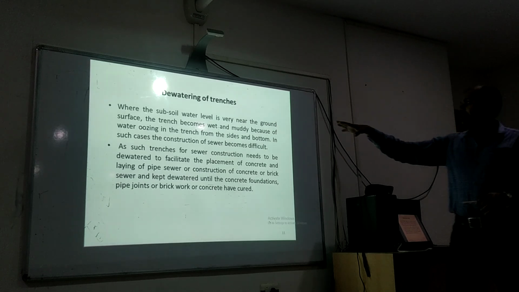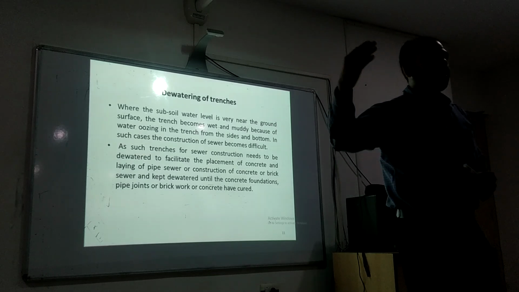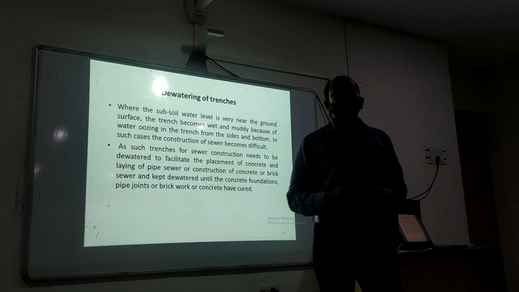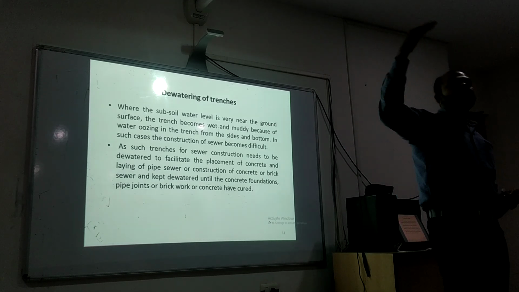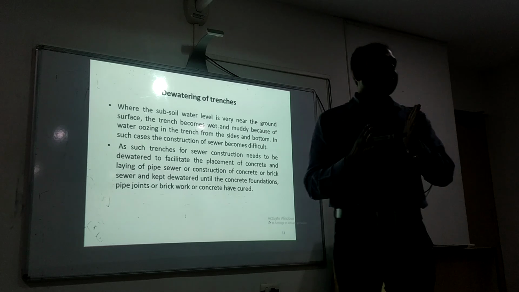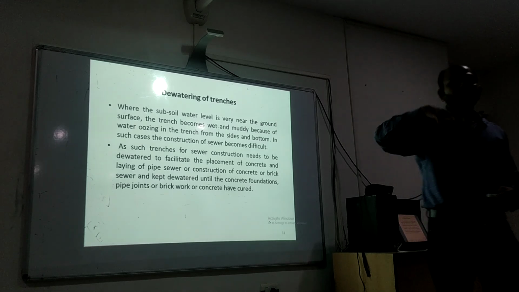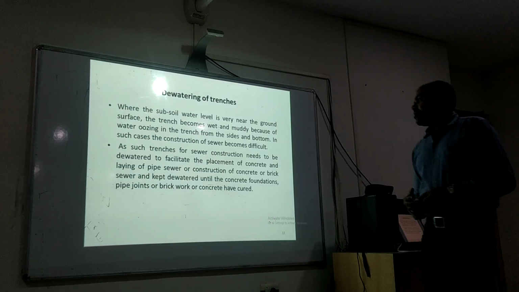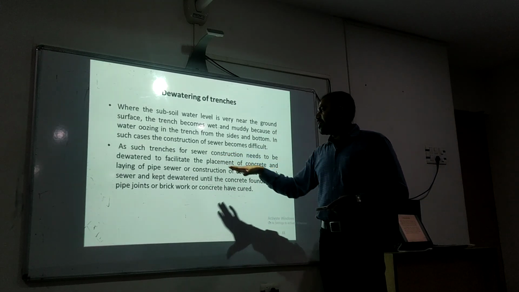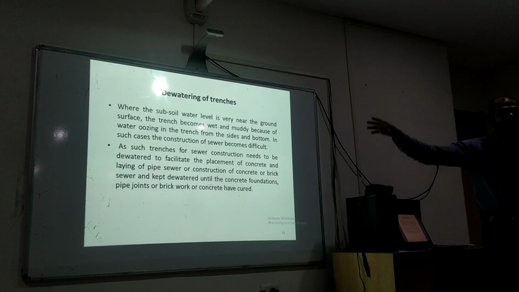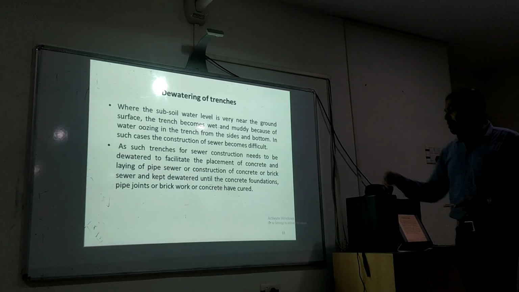When the subsoil water level is very near the ground, particularly in regions which are very close to any river, which are very close to any dam, वहाँ पे आप देखना बहुत कम डेप्थ में ground water is available, ठीक है ना? Near to the dam area, near to rivers, आप देखना कि maybe 10 feet, 11 feet जमीन के नीचे it's water, so that water has to be removed, dewatered. As such, trenches for sewer construction need to be dewatered to facilitate the placement of concrete and laying of sewer pipes.